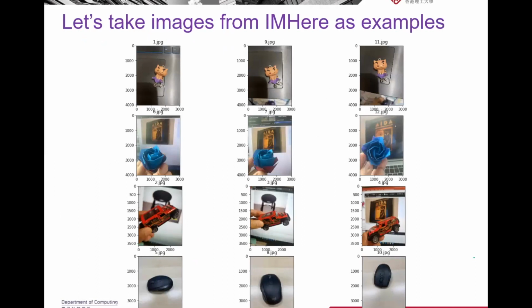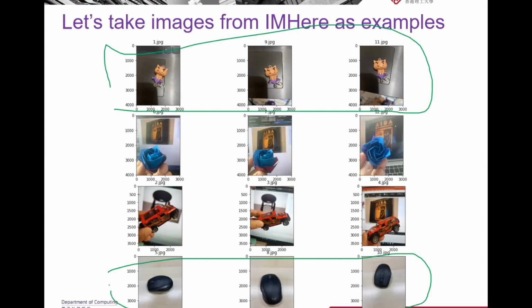So here are some samples from I am here. You will see that the images are grouped. Each of the rows here is a cluster. So you will see that it has been grouped well.